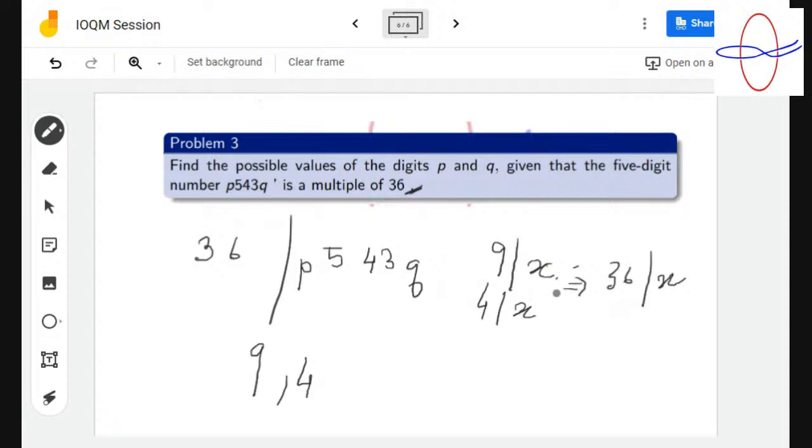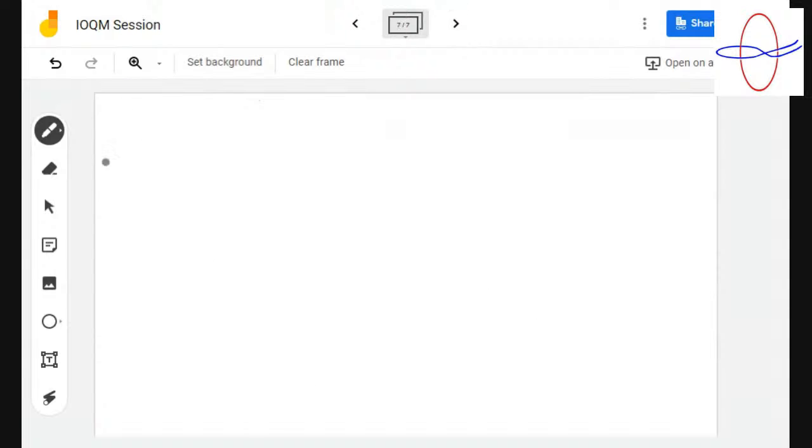So 4 divides x. How can we do this? What is the divisibility rule for 4? Do you understand this one? What is the divisibility rule for 4? You can tell me the value. How can we find the divisibility of 4?